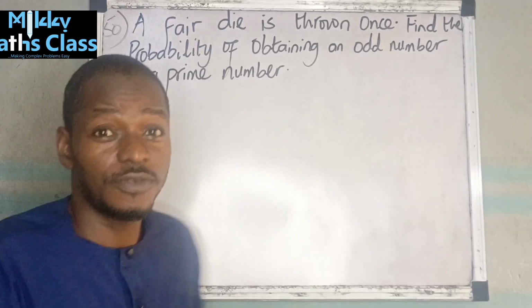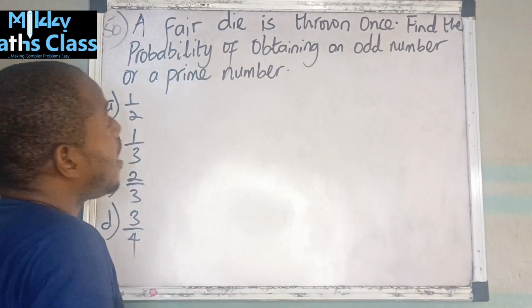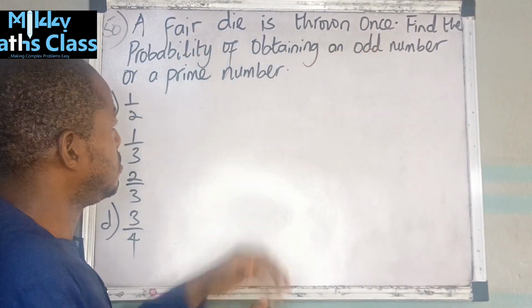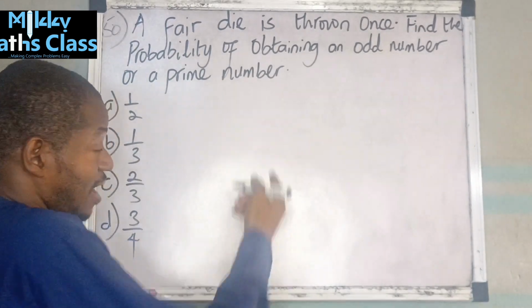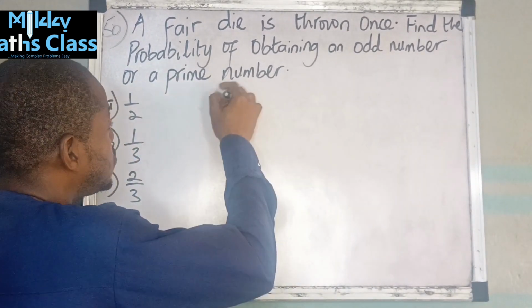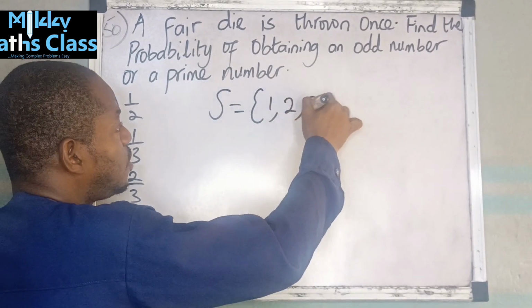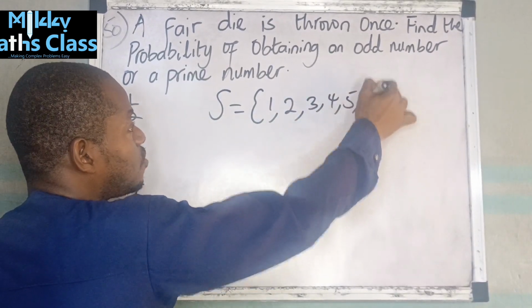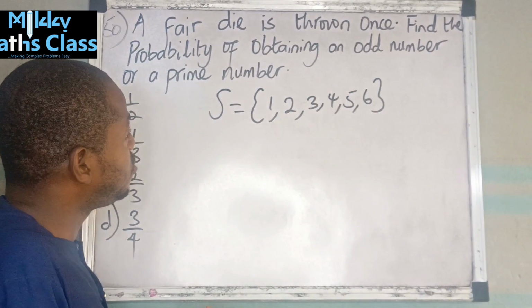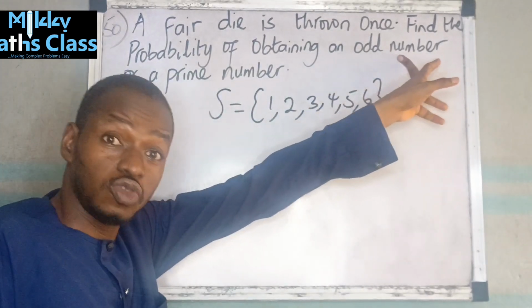All right, let's look at question 50. It says a fair die is thrown once. Take note, once. A die has how many sides? 6 sides. So the sample space of a die is 1, 2, 3, 4, 5, and 6. It says find the probability of obtaining an odd number.